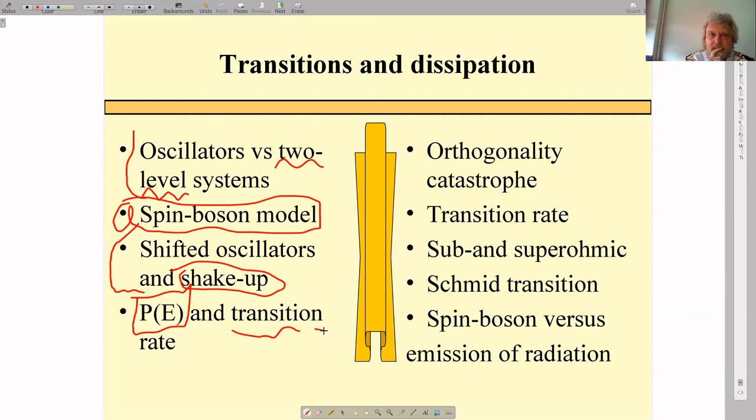We will learn some strange, interesting things. In particular, we will talk about the orthogonality catastrophe, understanding that not all the states are eventually quantum mechanical. The states from which one could make a superposition occasionally become orthogonal. And this is the essence of the catastrophe. We will learn a sophisticated classification of all possible environments, which has been proposed by Leggett: sub- and superohmic, the Schmidt transition. It is all related to the classification of the environment. Good. So there is a challenging plan for today.